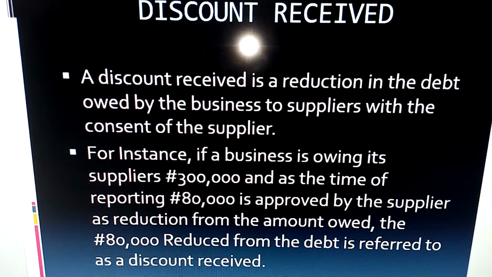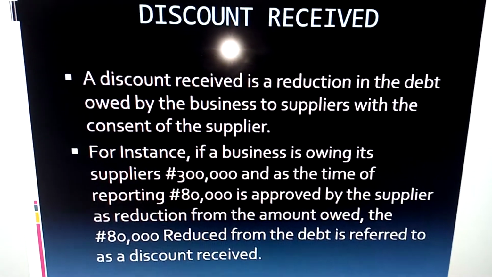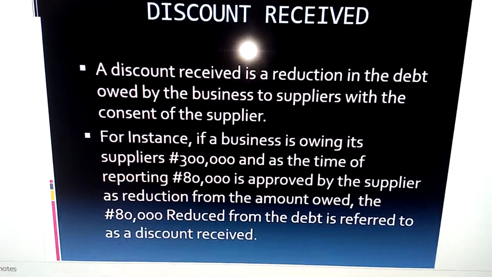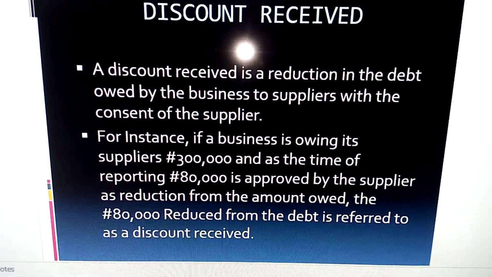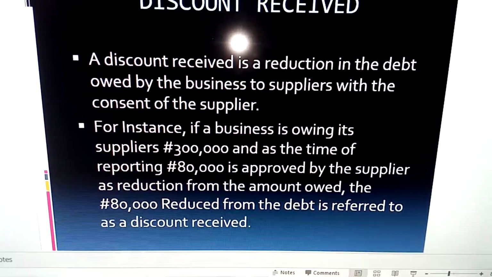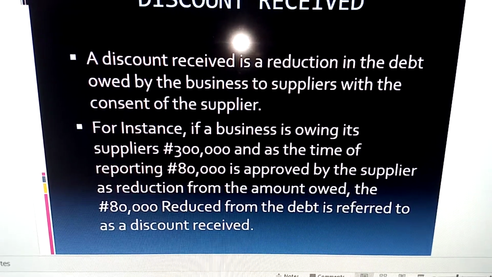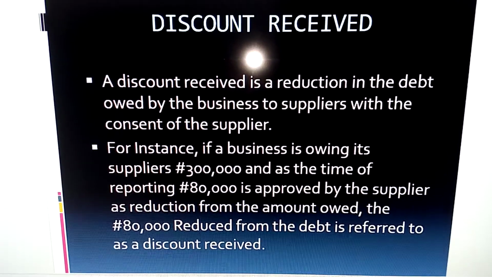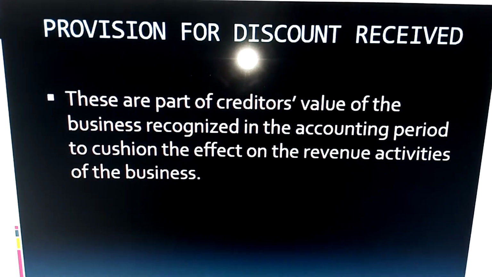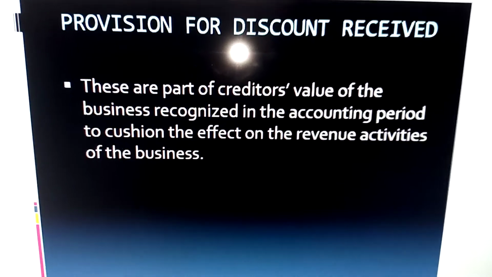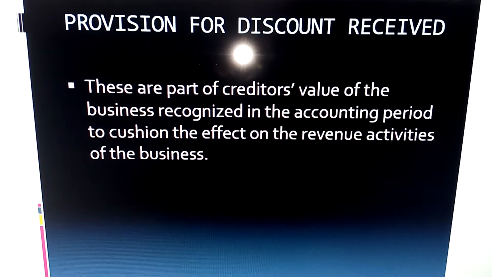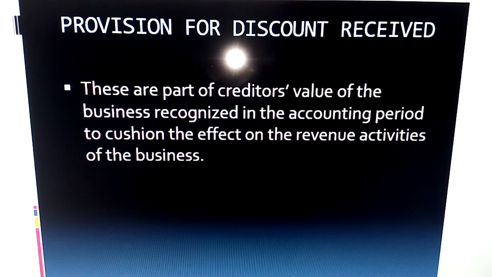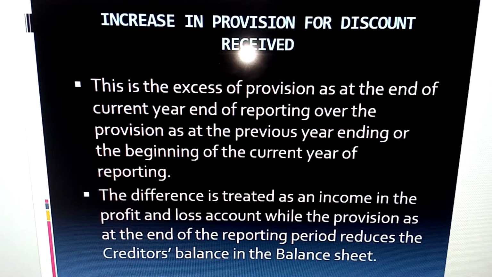270,000. Now, discount received is a reduction in the debt owed by the business to suppliers with the consent of the supplier. So if you're owing your supplier, say 1 million, and the supplier says, okay, pay me now around 50,000, he has reduced that from 1 million to 950,000. That means there's a discount received of 50,000. Now, based on past experiences, we also make provisions for items like this to cushion their effect on the business. So discount received is a revenue item, and it affects our creditors. So when you make provisions to cushion the effect on the revenue activities of the business as it affects creditors and discount received, you are making provision for discount received.